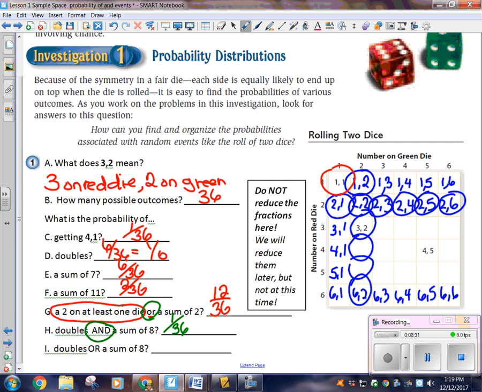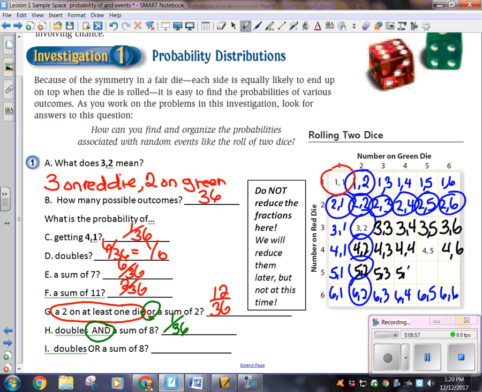All right. What about I? Doubles or a sum of 8? Is that going to give you more chances or fewer chances? It's going to give you more, isn't it? You got it yet? What'd you get? Doubles or a sum of 8? Sum of 8. Doubles or a sum of 8.